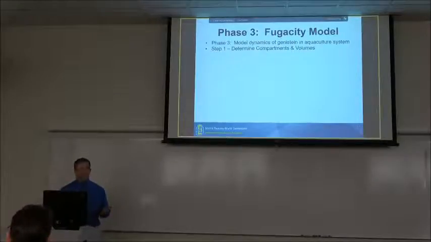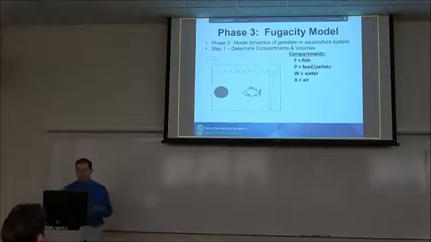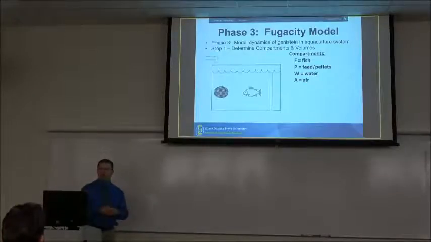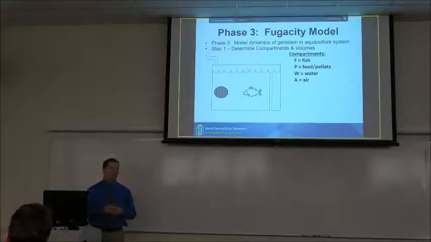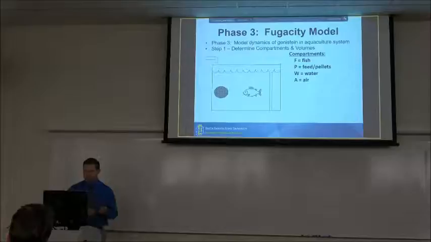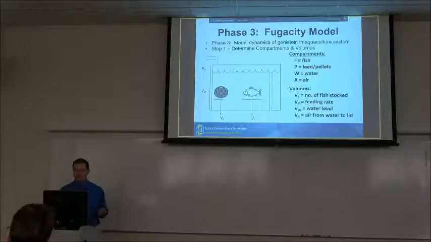The first would be just to determine what compartments we are finding within our system. So fairly straightforward. We have 4 compartments. There will be the fish in the system. There'll be feed and pellets. There'll be the water, and there'll also be the air. Then for calculations, you also need to know the volumes of each of these.